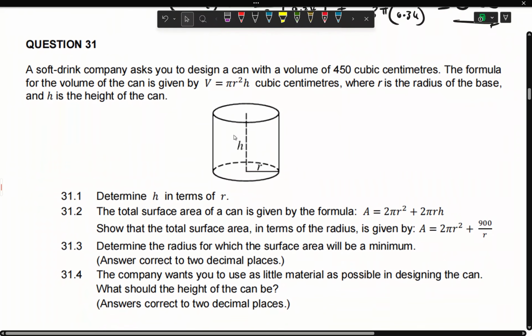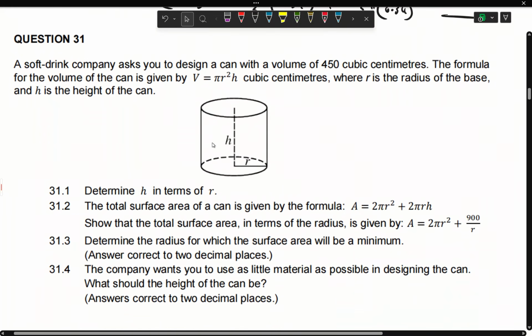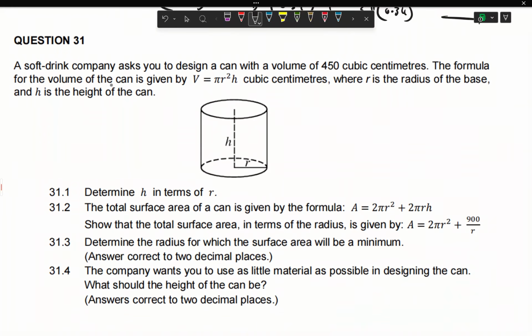So now let's move to the next question. Sorry for that. Let's say that a soft drink company has to design a can with a volume of 450 cubic centimeters. So the volume is 450 cubic centimeters there. The formula for the volume of a can is given by that, in cubic centimeters, where r is the radius of the base and h is the height of the can.